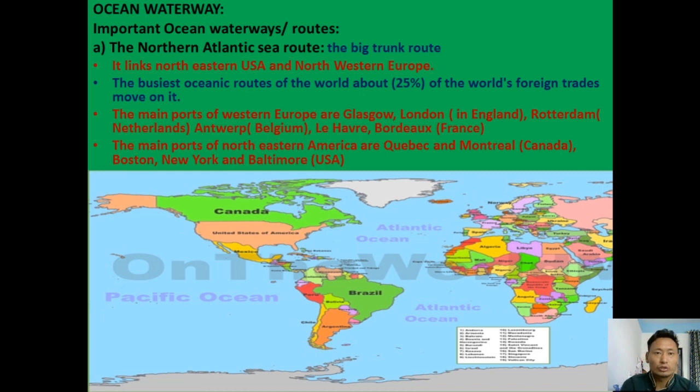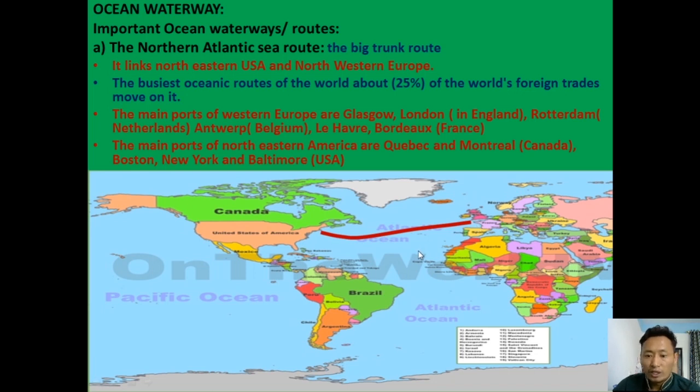First, we are going to learn about the ocean waterways. The first one is the North Atlantic Sea route. This red line shows the North Atlantic Sea route.